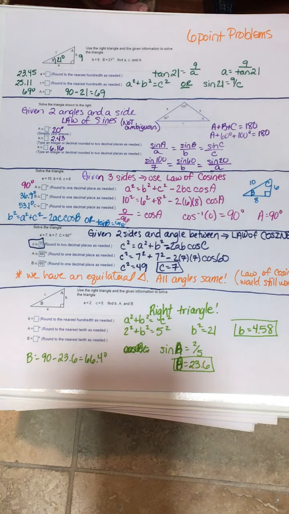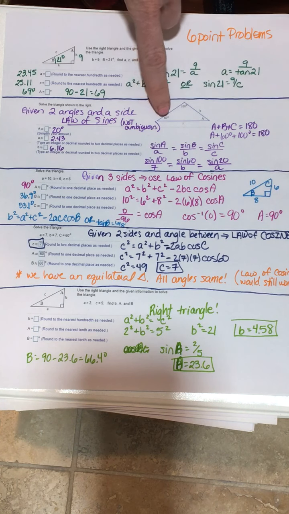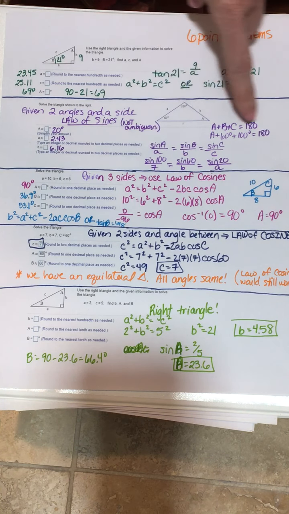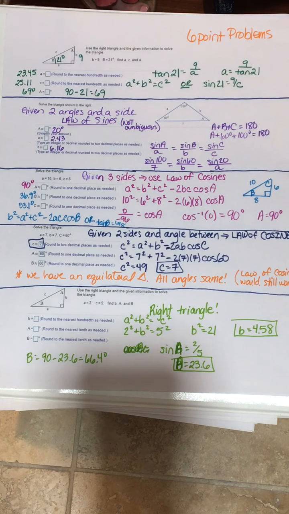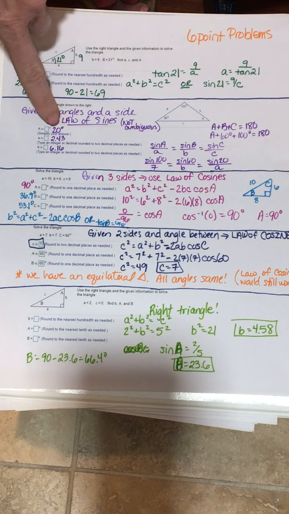I went through an entire practice test and I did not see one with an ambiguous case, so just let me know if you see one and we'll do one. So what we're going to do is solve for the last angle. So we have a 100 degree, a 60 degree angle, plus A equals 180. So A is going to be 20 degrees.